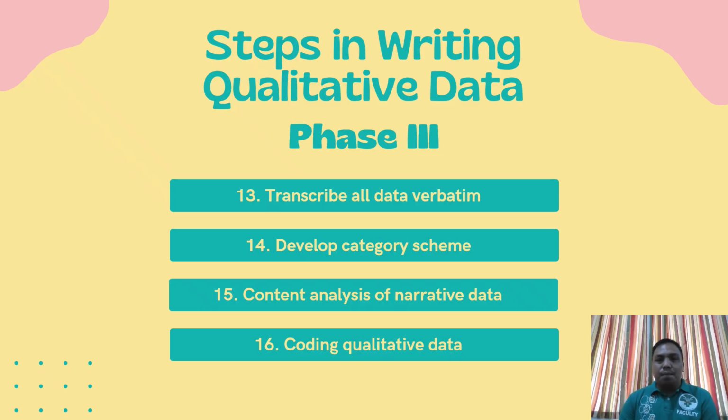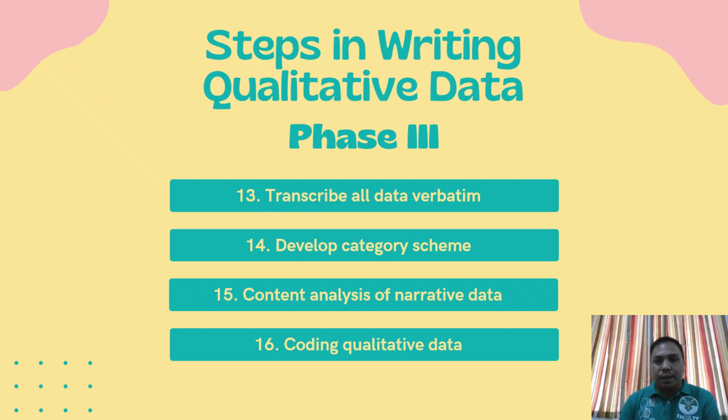Phase 3 of the qualitative study involves systematic organization and analysis of the collected data. During this phase or stage, the researcher begins transcribing all the data verbatim, ensuring that every word, pause, and expression from the interview or discussion is accurately documented. These processes maintain the authenticity and integrity of the participant responses.